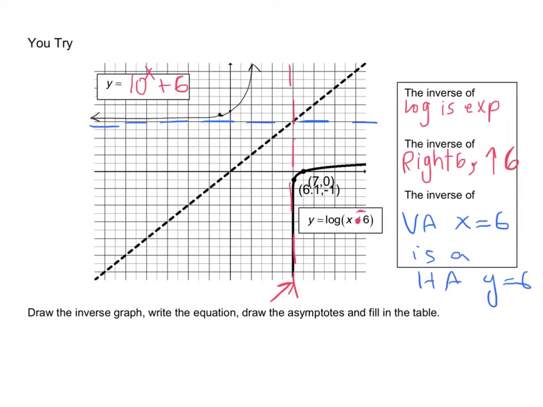So I hope that was helpful. Keep in mind, if it's a logarithmic, then the exponential is the inverse. You switch the x and the y to find the new points and draw them. The inverse, if you go right 6, it means you're going up 6. If you're going left, then you're going down. The inverse of a vertical is a horizontal asymptote. So I hope this was helpful. Now let's move on to the other page.